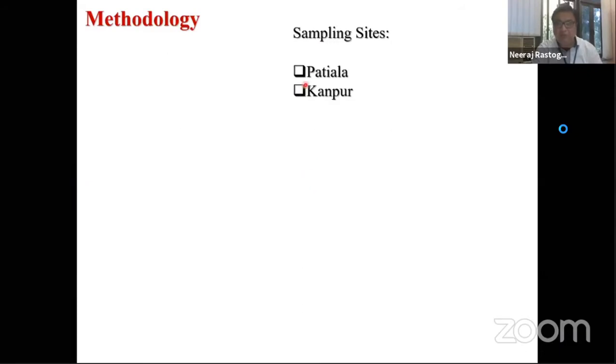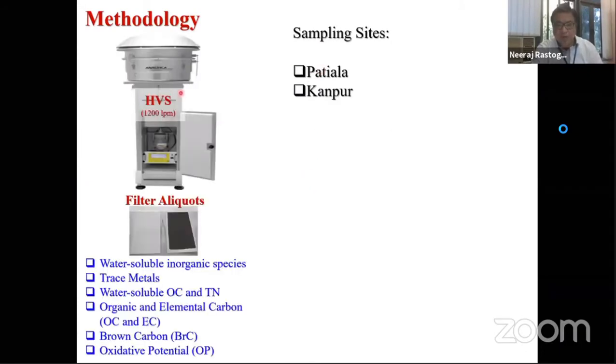I will be presenting work from Patiala and Kanpur. What we do is take this high volume sampler to the site during a certain time period that we decide. This is a blank filter and this is the filter after collection. After this, we analyze a variety of chemical species listed here.